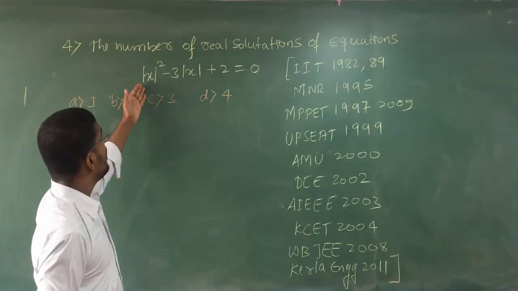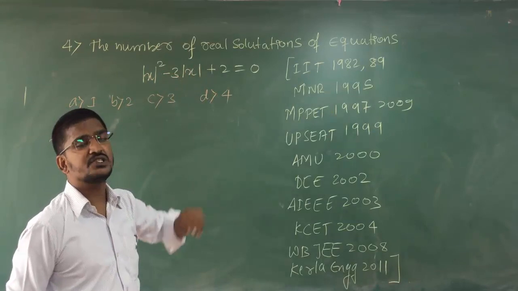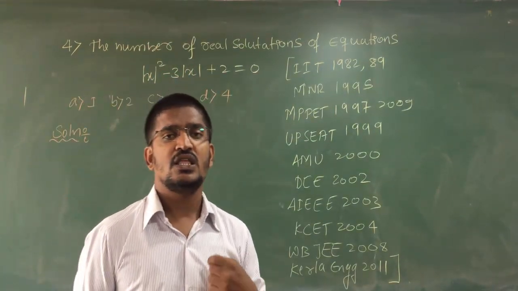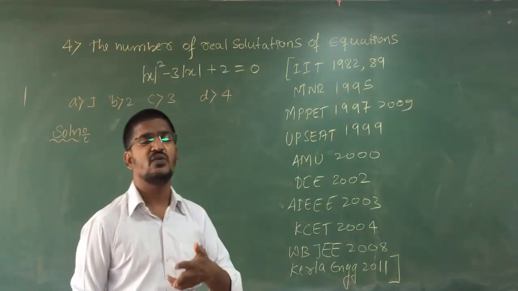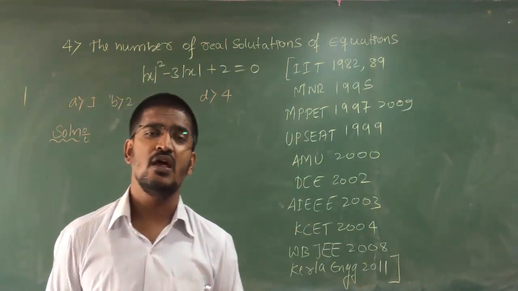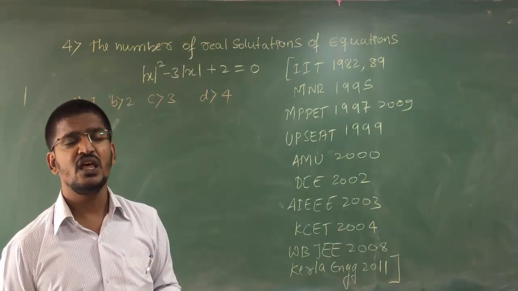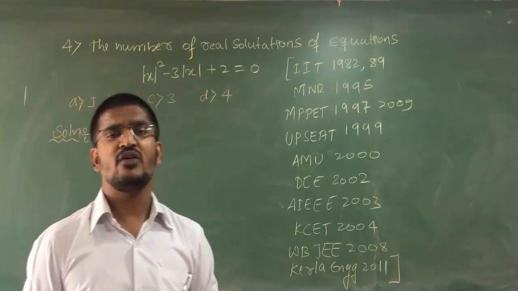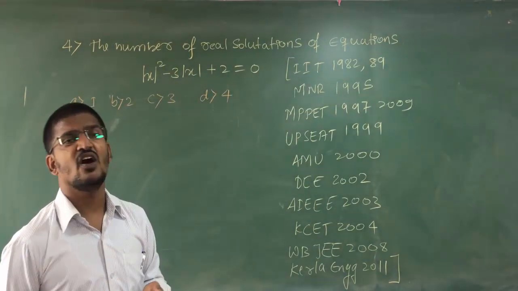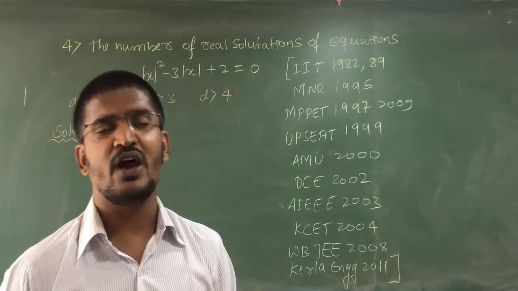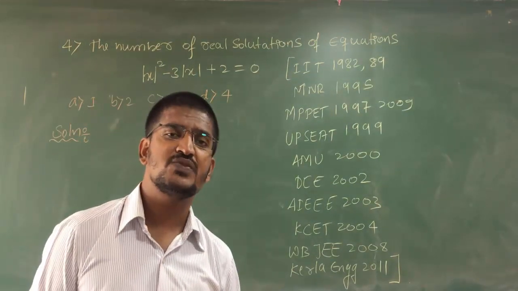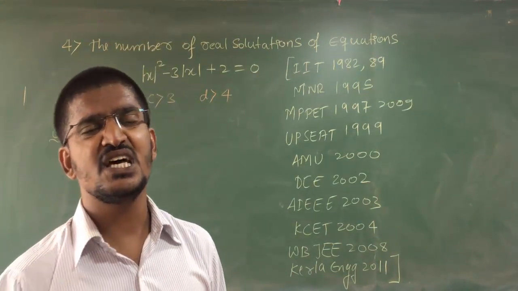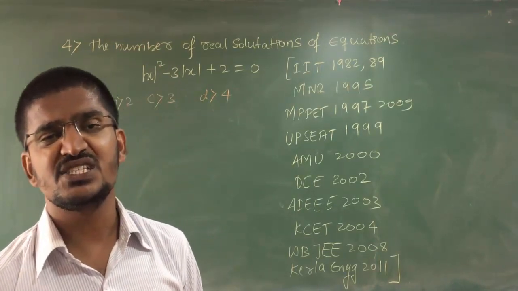Why is it a special problem? Because of |x|^2 - 3|x| + 2 = 0. It is special because the quadratic equation is given with the modulus function. That's why this special category of question has been asked in that many exams. So let us see, because we all know mod has two types: whenever x is lesser than 0 and whenever x is greater than 0.